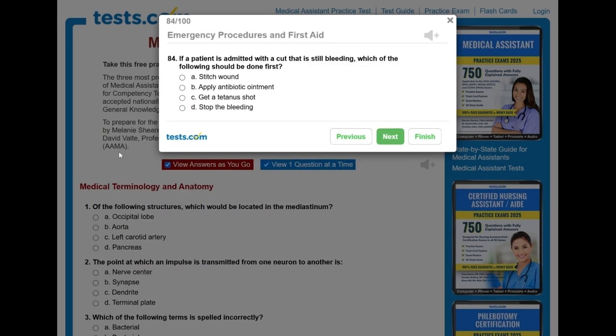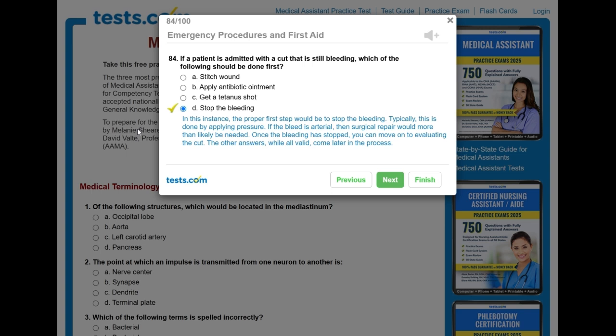Question 84. If a patient is admitted with a cut that is still bleeding, which of the following should be done first? A. Stitch wound. B. Apply antibiotic ointment. C. Get a tetanus shot. D. Stop the bleeding. D. Stop the bleeding. In this instance, the proper first step would be to stop the bleeding. Typically, this is done by applying pressure. If the bleed is arterial, then surgical repair would more than likely be needed. Once the bleeding has stopped, you can move on to evaluating the cut. The other answers, while all valid, come later in the process.